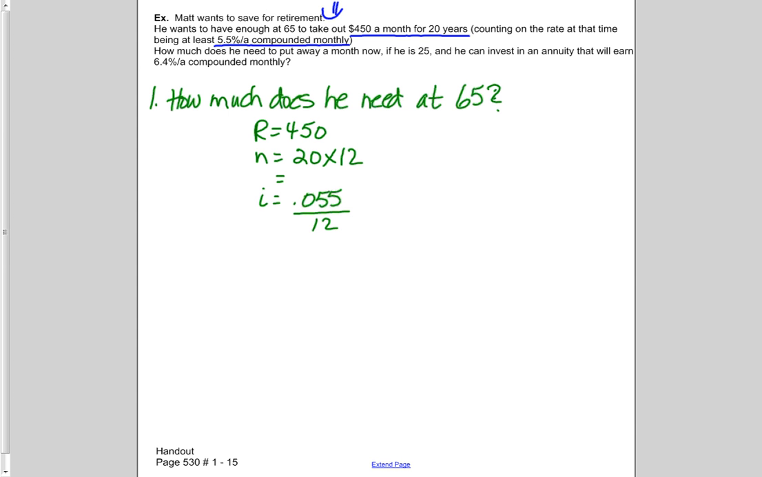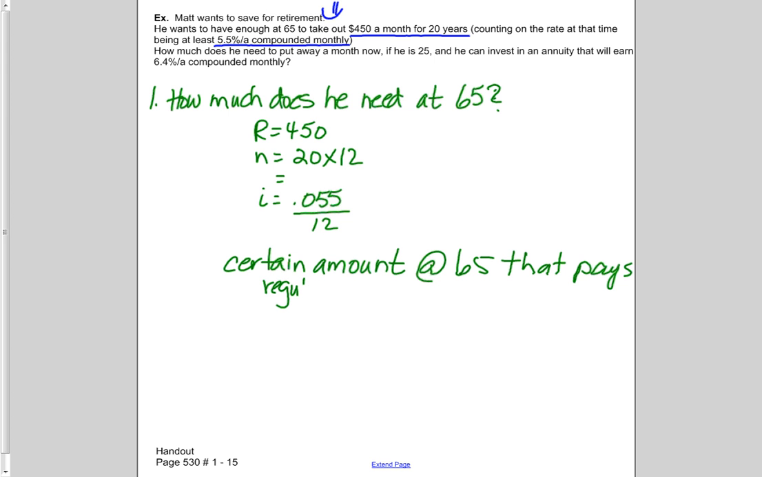We want to know how much he has to have in order to do that. If he wants a certain amount at 65 that pays regularly from there, is that a present value problem or an amount problem? That's a present value problem. He wants a certain amount, technically then, but he wants an amount then that from there forward will pay him regularly. So his present value at 65 is what we're looking for.